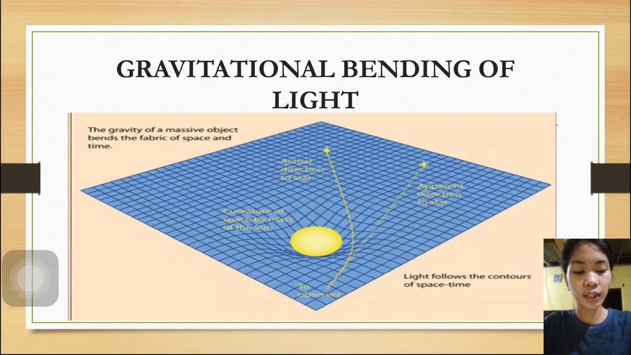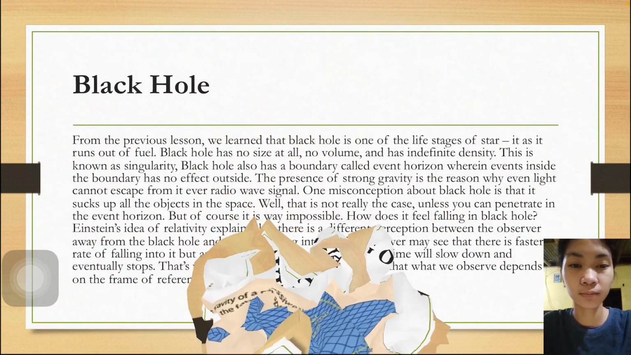Gaya ng nakikita natin sa diagram, may dalawang stars. Yung isa ayun yung actual na star talaga, pero dahil sa bending of light, ang na-observe nating star ay yung isang star. So, ibang direction yung nakikita nating star at hindi yun yung actual na star.